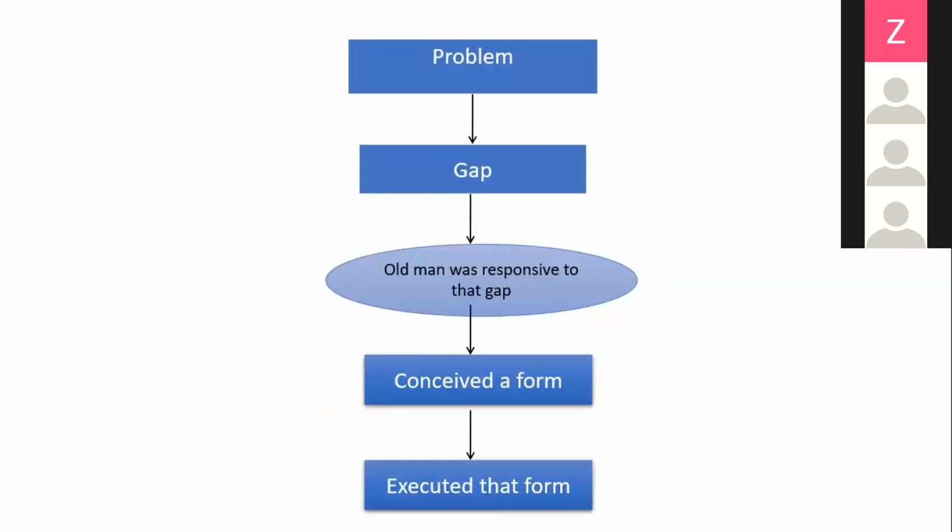So we can see that there was a problem that the old guy saw, and there was a gap, because when there is a problem, that means there is a gap. So the gap was that there was nothing between his hands and the noodles. So this old man reflected on this problem, on this gap, and then as a response to that observation, he conceived a form, and he then made that form, which did the job.